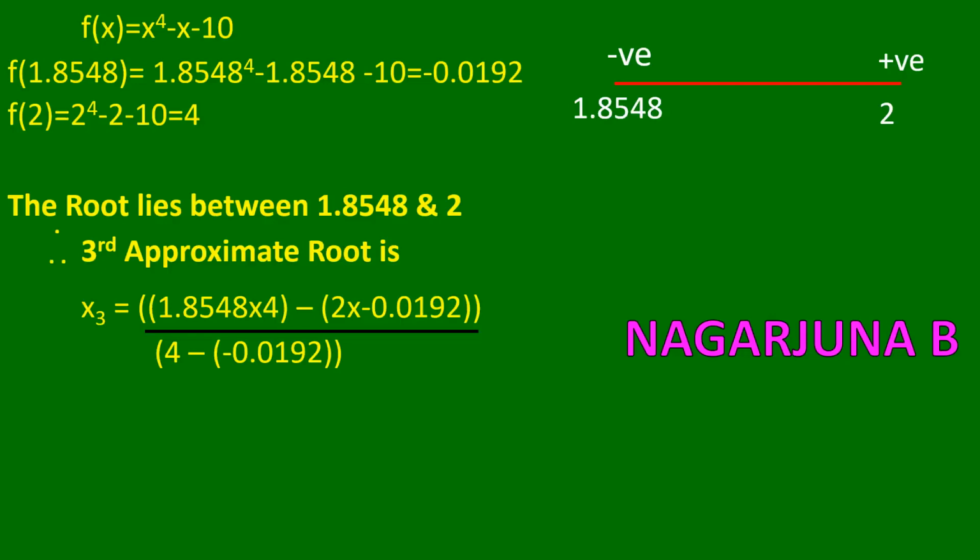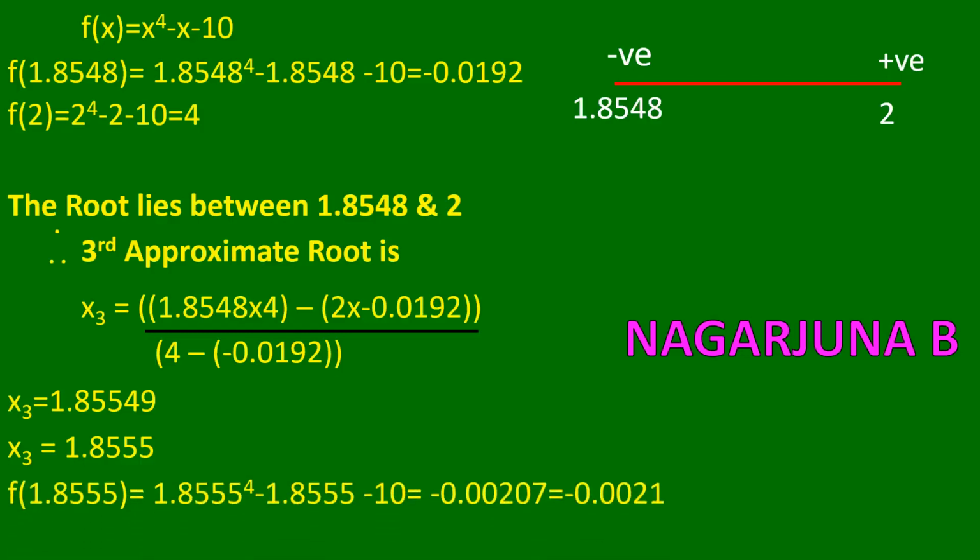I have already shown you how to use the calculator while calculating this one. Once you write this in a calculator, you will get the answer, and that answer is 1.85549. Here you need to consider only 4 digits after the decimal point. So 9 is the truncating digit. Since it is greater than 5, you need to add 1 to the previous digit. Therefore 4 plus 1 will become 5. Therefore x3 will be 1.8555.